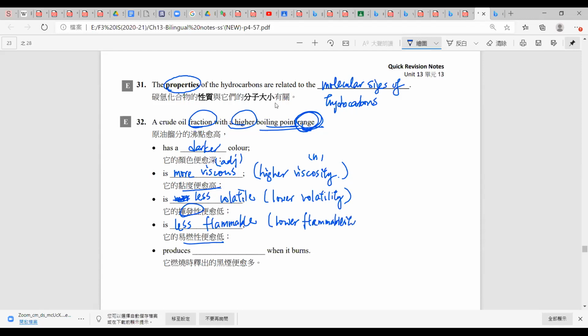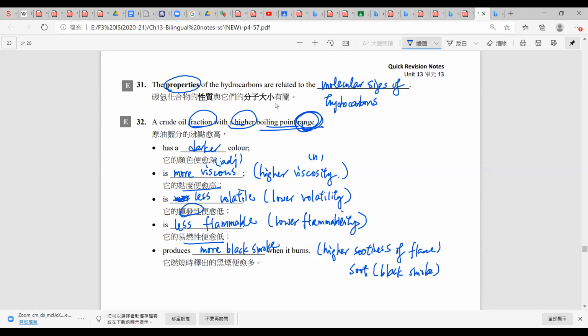And the last question is very important. It will produce more black smoke when burned. Okay, so we call that higher sootiness of flame. Soot, which means black smoke. Do you understand? Okay, so we would love to stop it here.